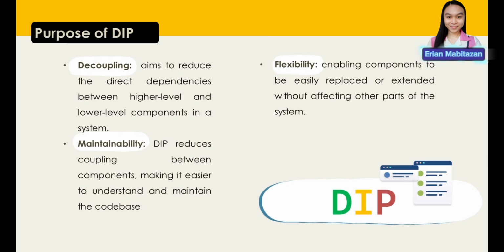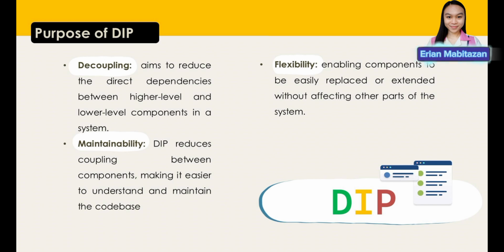Next is the purpose of DIP. First one is decoupling. DIP aims to reduce the direct dependencies between higher-level and lower-level components in a system. By introducing abstraction layers and interfaces, it allows components to interact through well-defined contracts rather than directly depending on concrete implementations. Next is maintainability. No matter what modification you make in a low-level module, it doesn't affect the high-level module or the components of your system, which means that the code is easier to maintain.